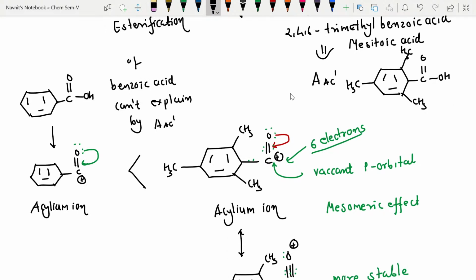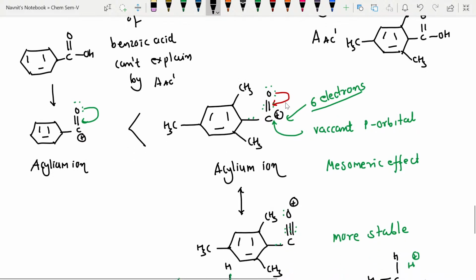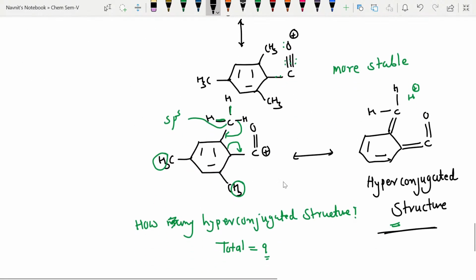Why is the acylium ion formed by mesitoic acid more stable than that of benzoic acid? Because the mesomeric effect is there, but that is not a part of the comparison. The part of comparison is the 9 hyperconjugated structures. Shall we move further?